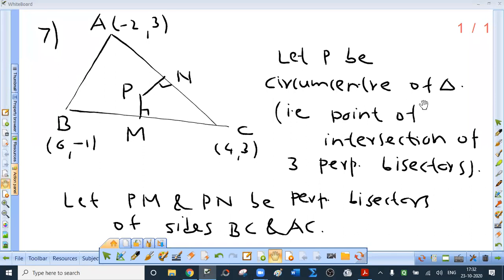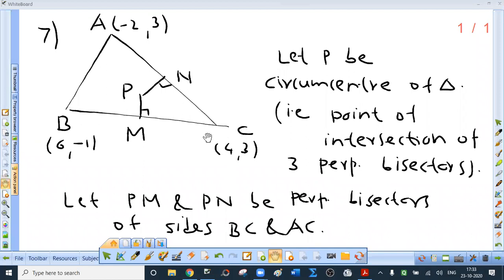Let P be the circumcenter of the triangle, that is, the point of intersection of three perpendicular bisectors. Let PM and PN be perpendicular bisectors of sides BC and AC. Now to get the equation of PM, we need two things: slope of PM and coordinates of either P or M, but we do not know coordinates of P. But M is the midpoint of BC. So by the midpoint formula, we can get coordinates of M.